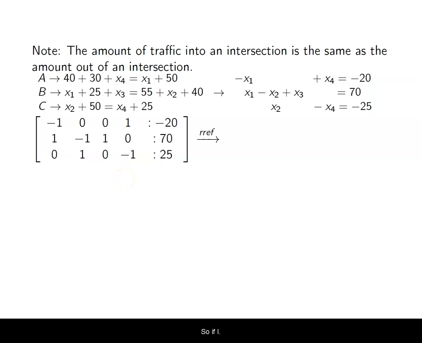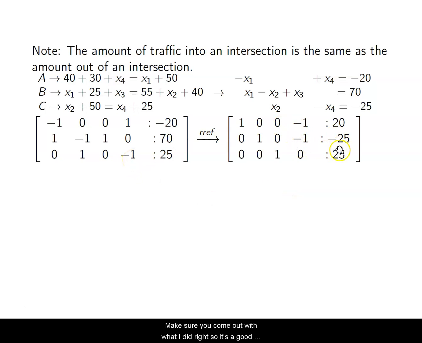So if I wave my hand and do some magic, put this into reduced row echelon form, again, you should do this on your own to make sure that you come out with what I get, right? So it's a good way to check your work to make sure you're doing the right things. But these are the values that you're going to get. And as you notice, there is a free variable here. X4 is a free variable.